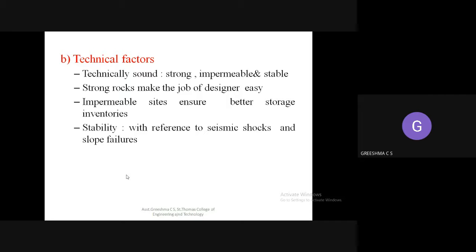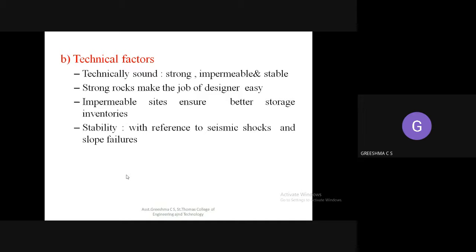The second one is the technical factors. Technical means we are talking about the engineering factors. Technical factors of a dam are the engineering factors. So what do engineering factors basically mean? If you look at dam construction, the engineering features mean the engineering features of the land, that is, basically the rock or the river lying over there.